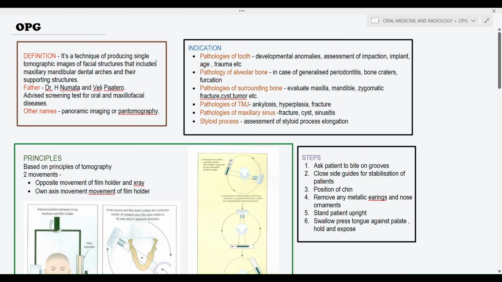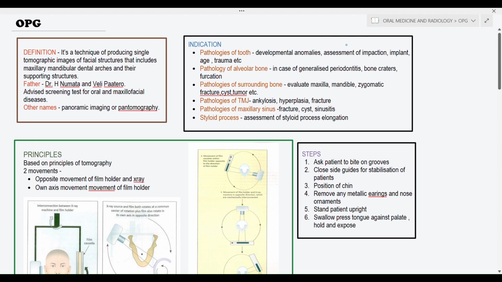So the father of OPG is Dr. H. Numata and Paatero, and the OPG is used as a screening test for many of the oral and maxillofacial diseases. And the other names of OPG are panoramic imaging and pantomography.